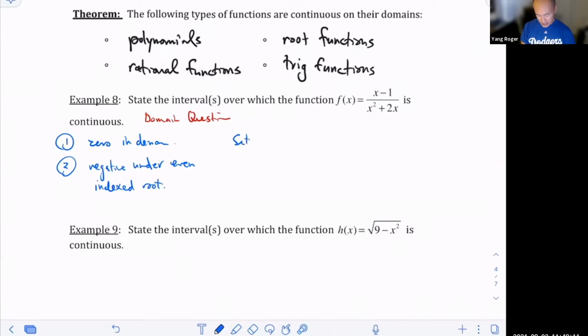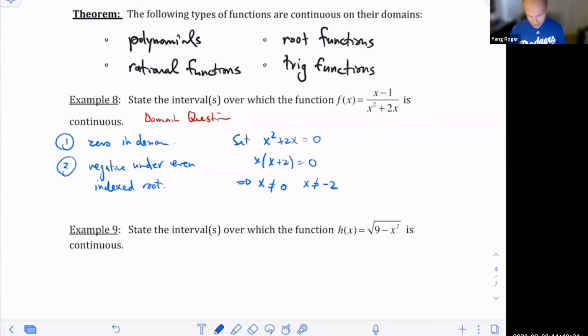So what I do is I set the denominator x squared plus 2x equal to 0, and I want to solve for x. So I've got to factor this guy. This becomes x times (x plus 2) equal to 0. That means that x cannot be equal to 0, and x cannot be equal to -2.